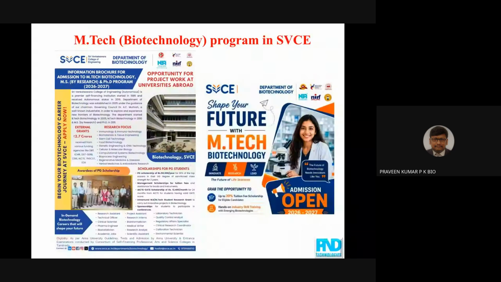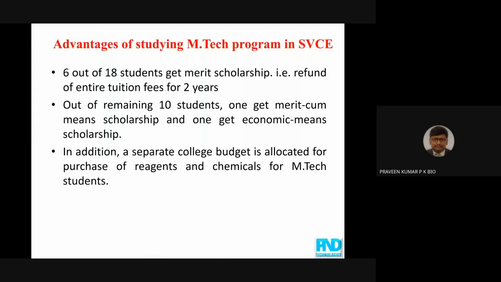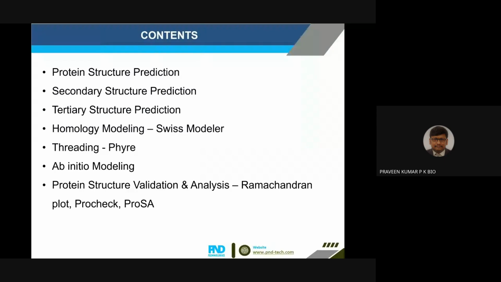The advantages are that there is a reduction of around 30% in tuition fee for eligible candidates, and we provide industry skill training. And 6 out of 18 students get a merit scholarship. Out of the remaining 10 students, one gets a merit scholarship. So we sponsor chemicals, reagents, etc. So this is something about the MTech program in SVC. Only two seats left out of a total of 18 seats.